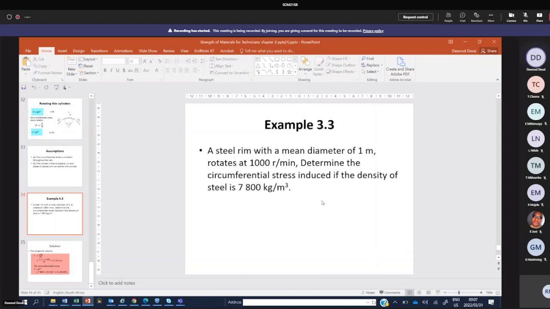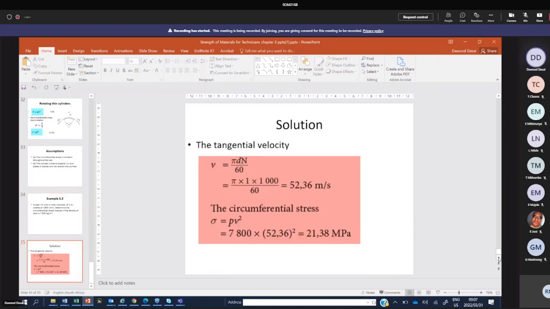A steel rim, mean diameter 1 meter, rotates at 1000 RPM. Determine the circumferential stress induced if the density is 7,800. Yeah, easy. So this is only rotation. So the first thing I will write down is my rotational stress. Circumferential stress is rho v square.